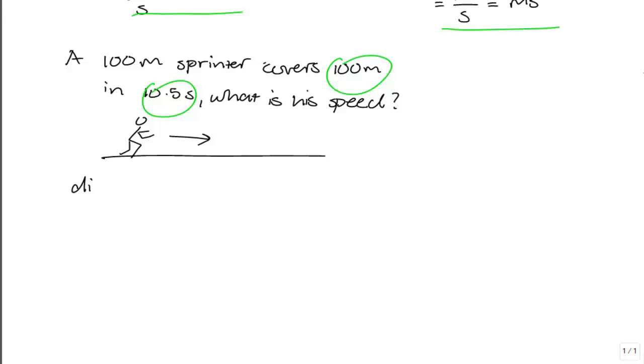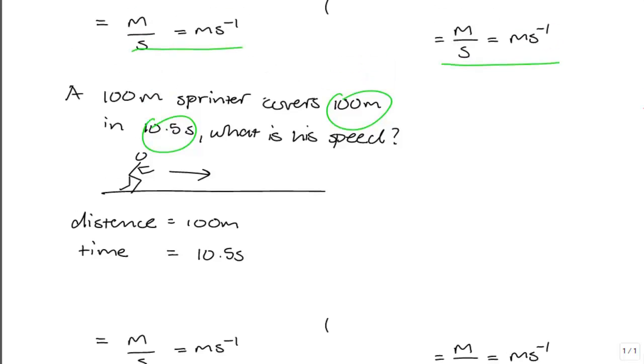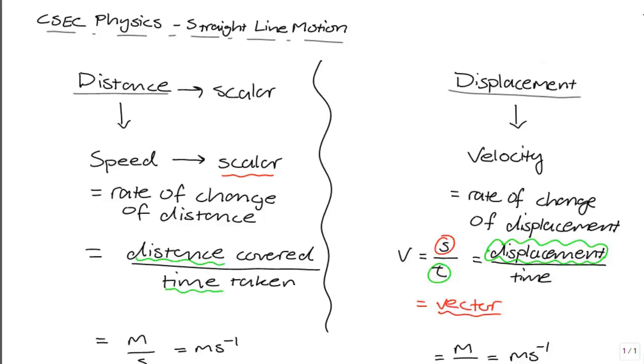and make a note of the time, because even in the case where you might not remember the exact formula, if you can identify what you've been given, it gives you a head start, so you at least have an idea what you're supposed to be working out. So now the distance is 100 meters, time is 10.5 seconds. And the formula we have for speed is that speed is equal to distance covered divided by time taken.